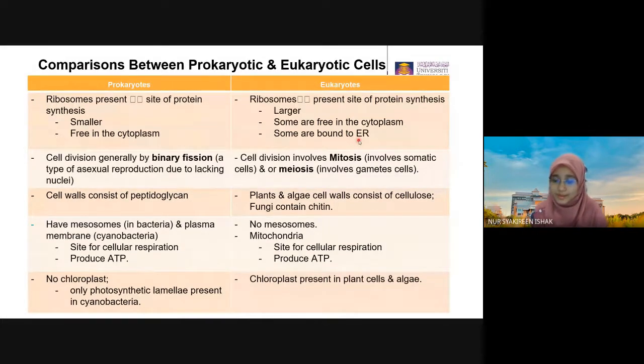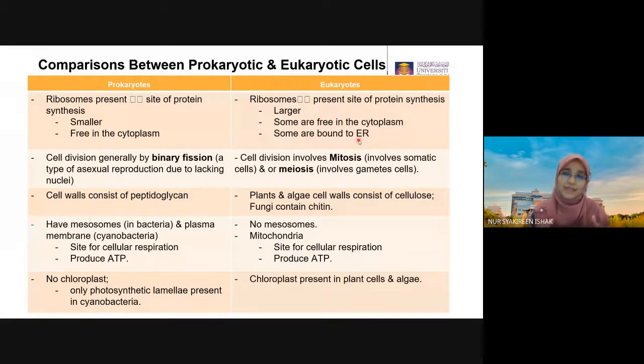You have the rough endoplasmic reticulum, and you also have the smooth endoplasmic reticulum. For the rough endoplasmic reticulum, why do we call it the rough endoplasmic reticulum? Because you have the ribosome bound to the membrane of the rough endoplasmic reticulum. So dia nampak macam kasar lah kat situ. So dia nampak macam berbiji-biji kat luar tu. So that's why we call it the rough endoplasmic reticulum, which is involved in the synthesis of protein.